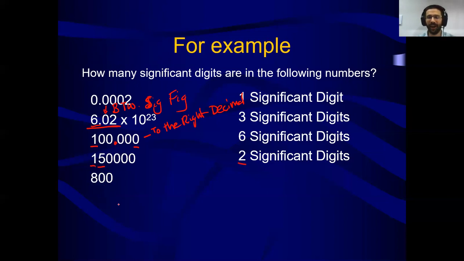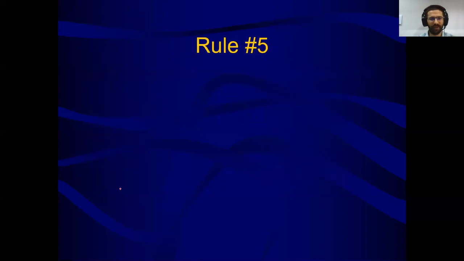Here we have 800. How many significant digits are there in 800? Remember, we're looking for precision. Is there a decimal? No decimal. Then anything to the left is not significant unless it's between significant digits. So this one we have 1, no decimal.